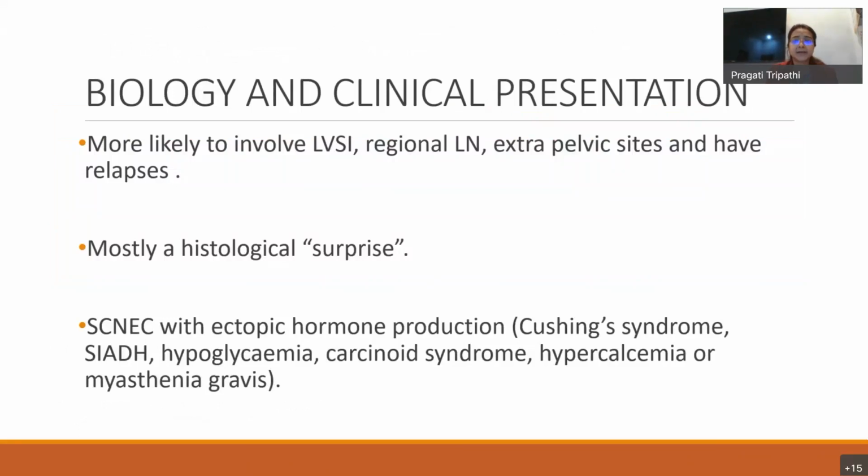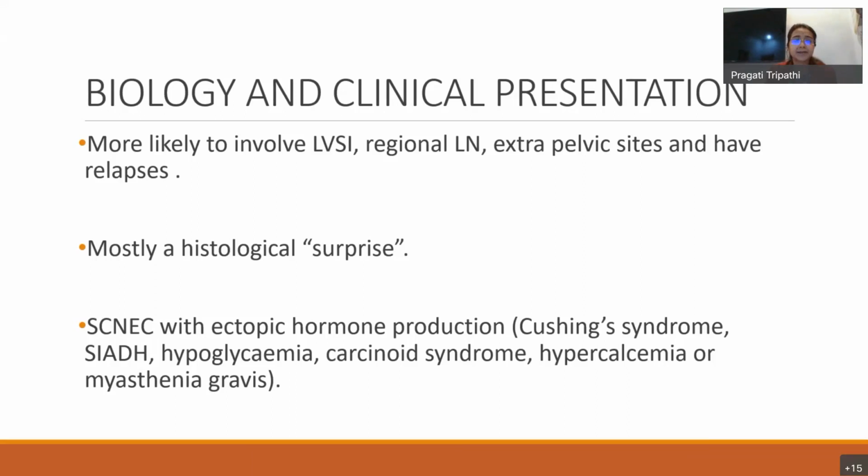Now the biology and clinical presentation. At the time of diagnosis only, the tumor is known to involve lymphovascular spaces. It involves the regional lymph node basins, and at the time of diagnosis, it involves extrapelvic sites and is known to have local and distant relapses. Clinically, patients come to us with bleeding PV and watery discharge per vaginum like any other cervical cancers. On a thorough clinical examination and biopsy, the diagnosis is a histological surprise.